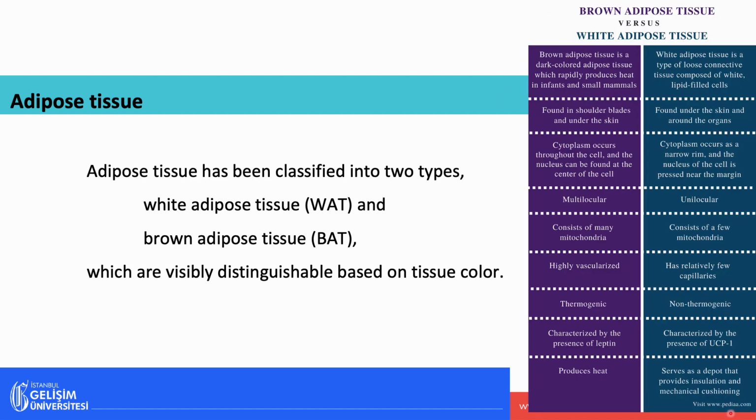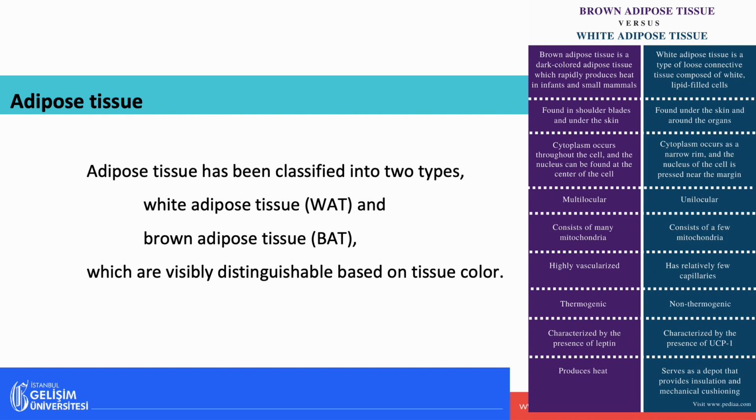Recall from your first term anatomy and physiology class that adipose tissue is a type of connective tissue. It stores fat, and we can classify adipose tissue into two types based on the tissue color: white adipose tissue and brown adipose tissue. The first, WAT, appears white or yellowish, and this is the main site of energy storage in the body. BAT, the brown one, appears brown due to the high concentration of mitochondria, and it's also involved in thermogenesis, in heat production.